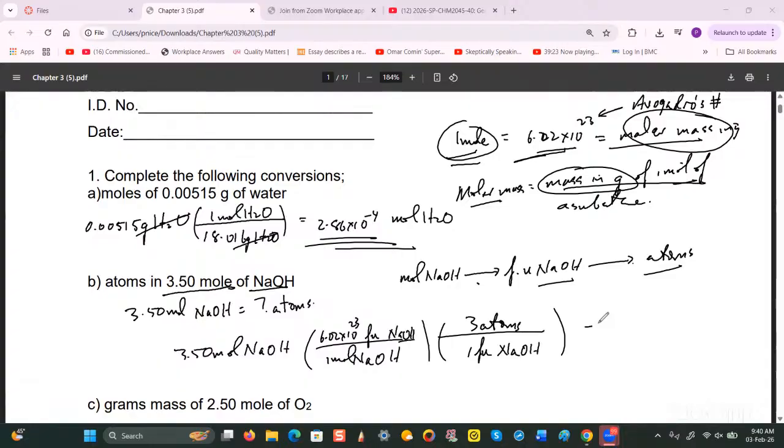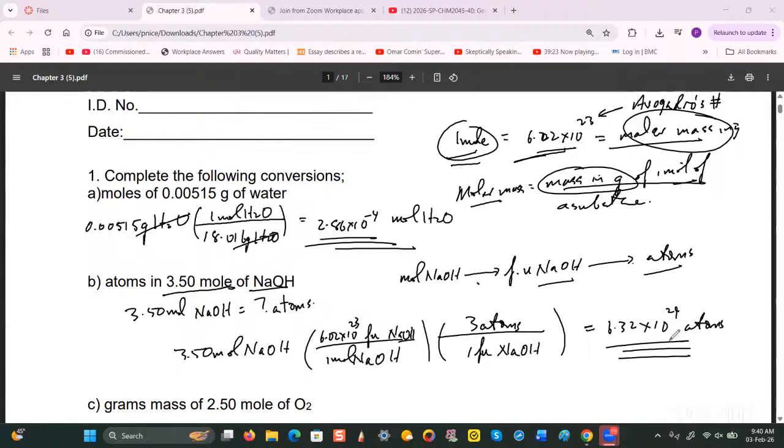So, 3.50 times 6.02 times 10 to 23, and then multiply by 3. So according to my calculation, I got 6.32 times 10 to the 24 atoms. And that's basically how that is done. All right.